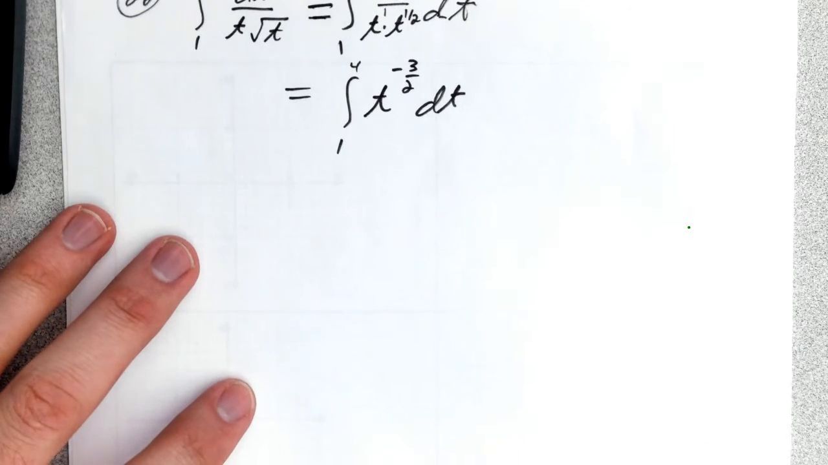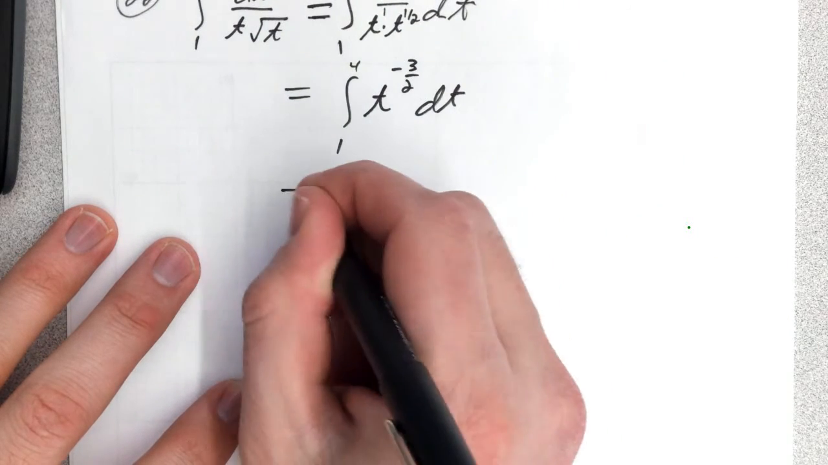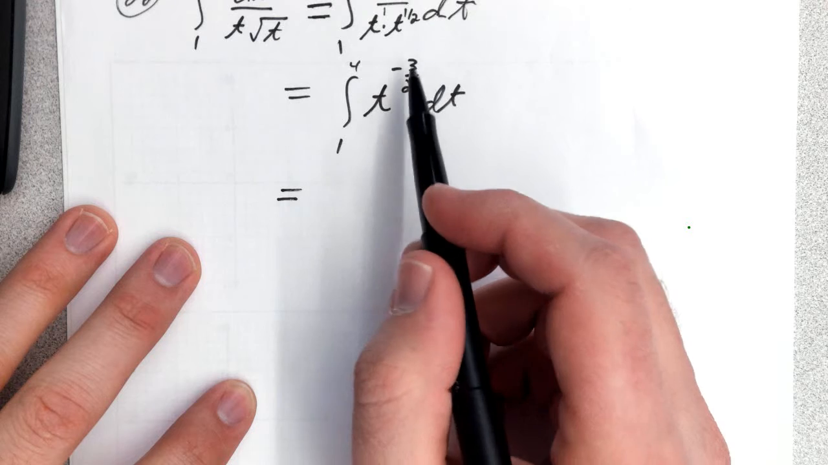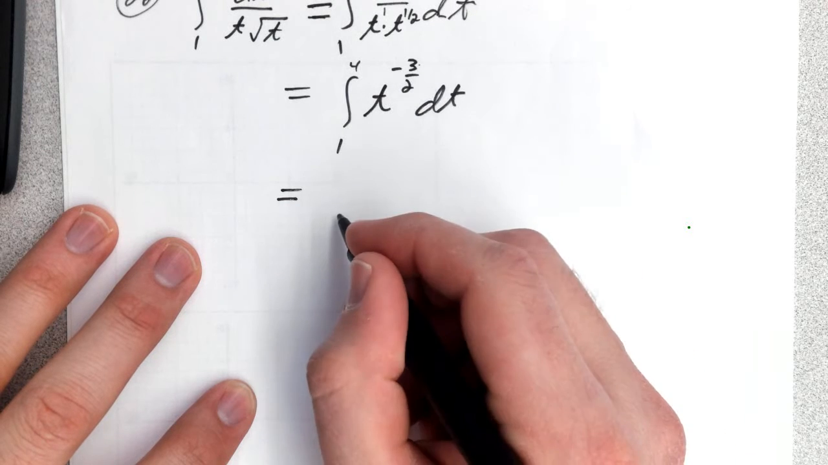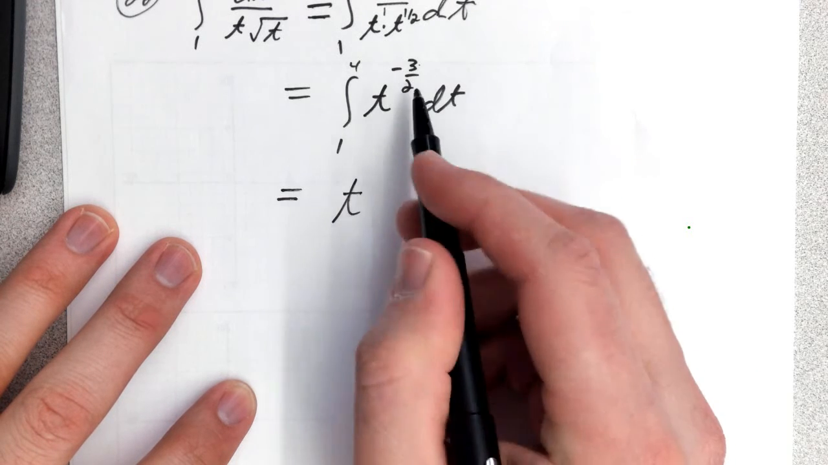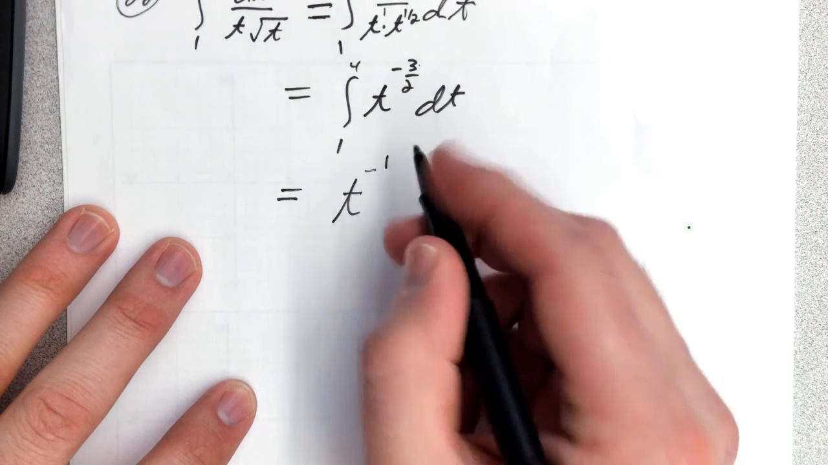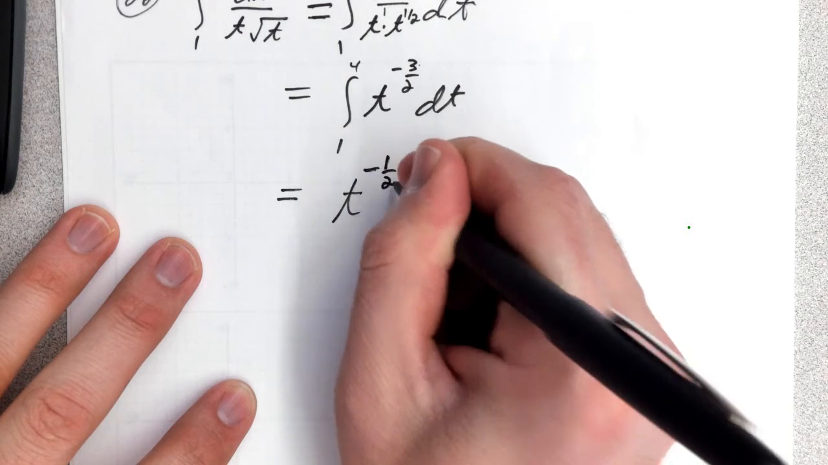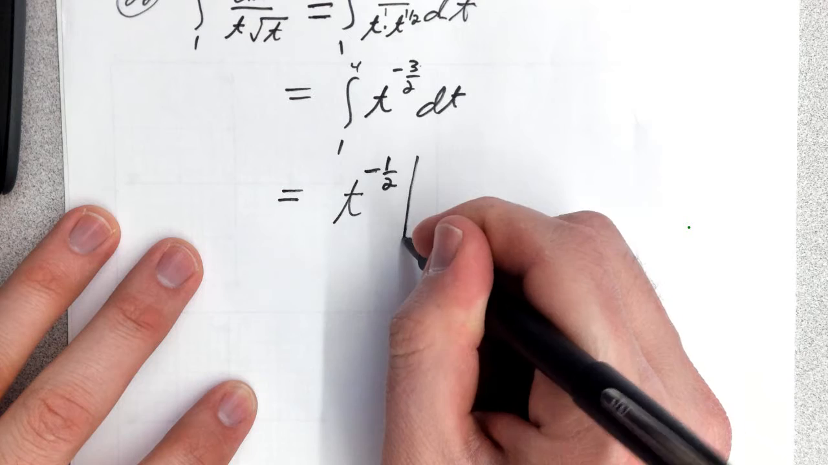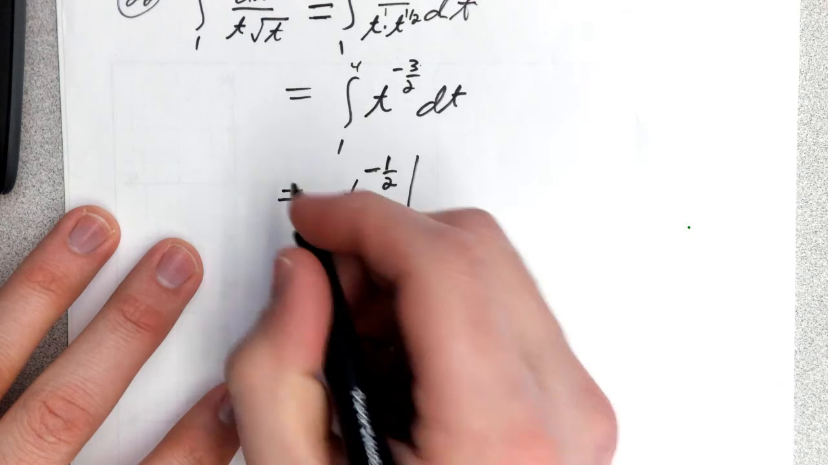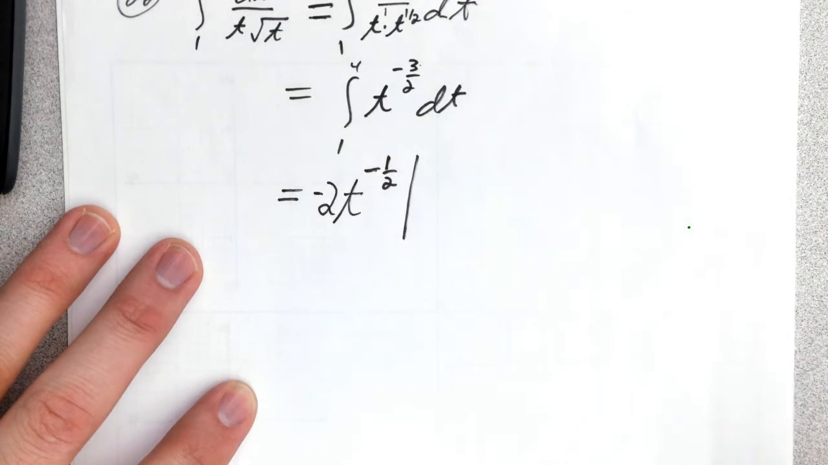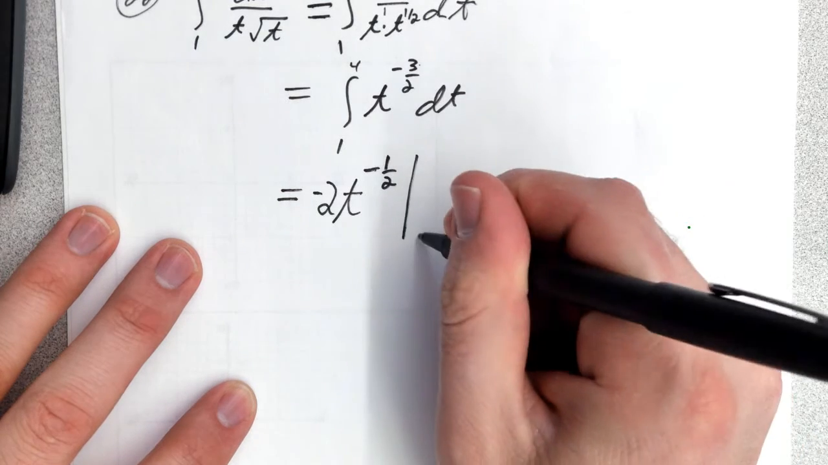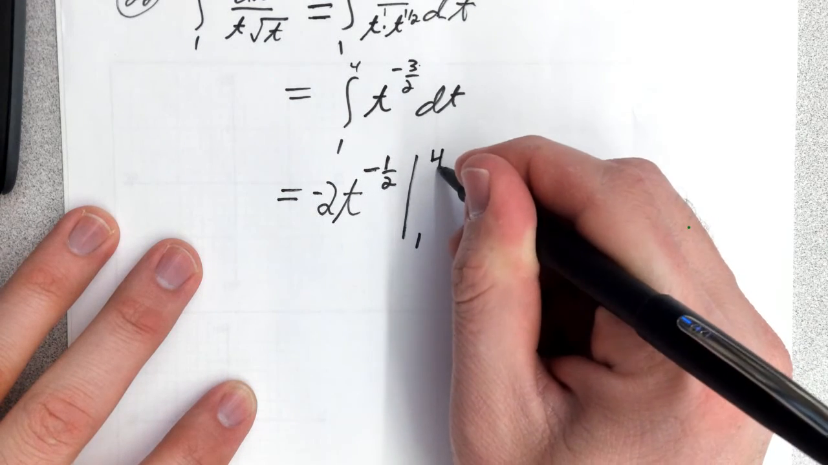So now at this point, we've got something that we can anti-derive, and then we can actually evaluate. So I'm going to add 1 to the power and divide by it. So when I add 1 to the power, I'm going to get t to the negative 1/2. And then I'm going to evaluate that, divided by negative 1/2. So that's the same as multiplying by negative 2. So I think I get that. We're going to evaluate it from 1 to 4. Questions so far?